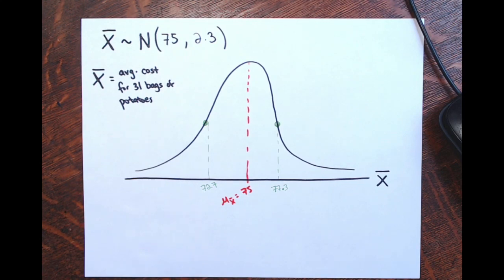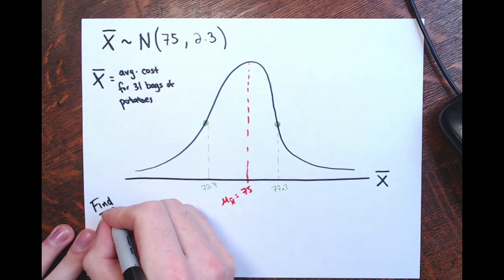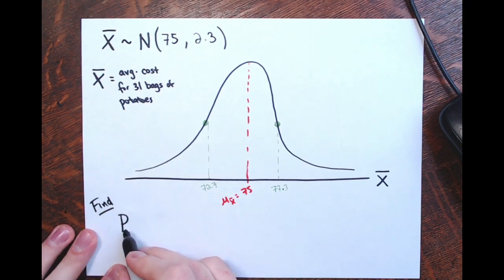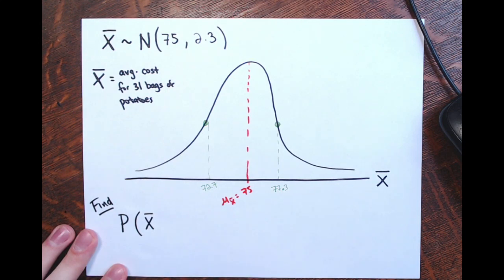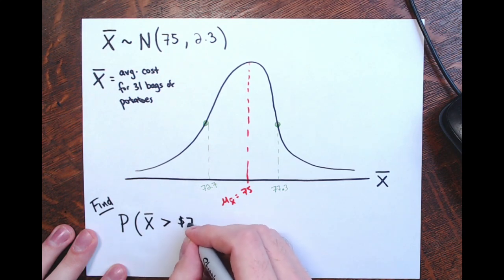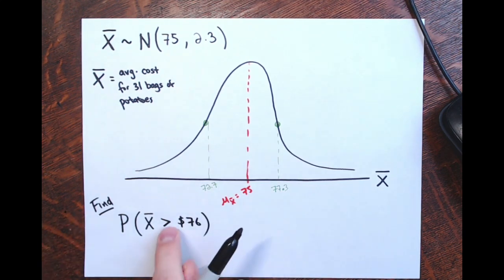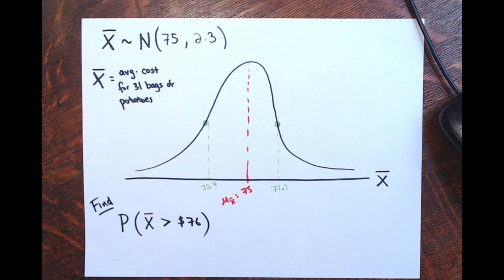Now, we are asked, what's the probability? So we're asked to find this. What's the probability that a sample mean, right, that x bar for a sample of size 31, what's the probability that the average cost for 31 bags of potatoes will be more than $76? They're asking us this, and I'm writing out in symbolism here. So remember, this corresponds to an area. Now I've got my distribution for x bar drawn.